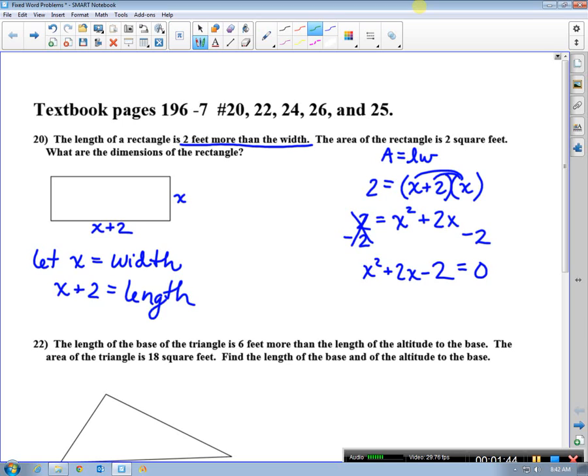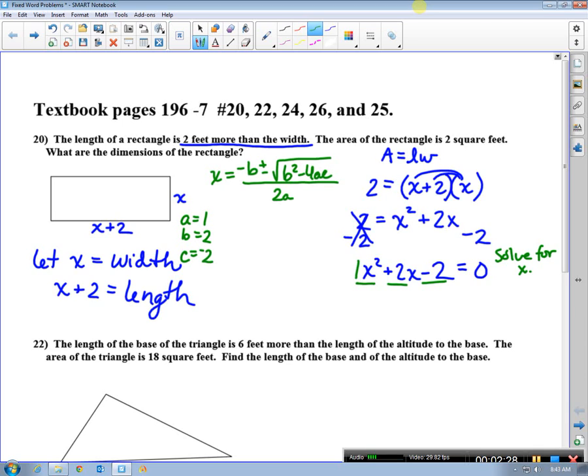Of course, we just learned the quadratic formula and completing the square. This quadratic will not factor, so we need to choose one of those methods to solve for x. So I chose the quadratic formula. You should have this memorized by now. A value is 1, B value is 2, C value is negative 2. And let's go ahead and sub those in.